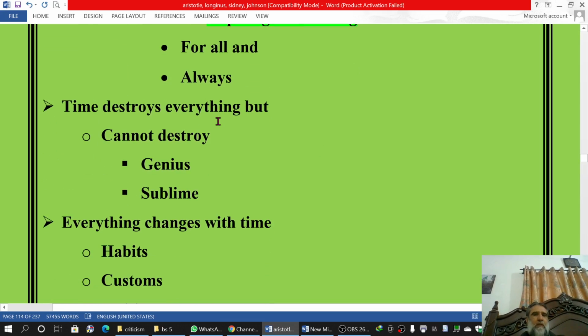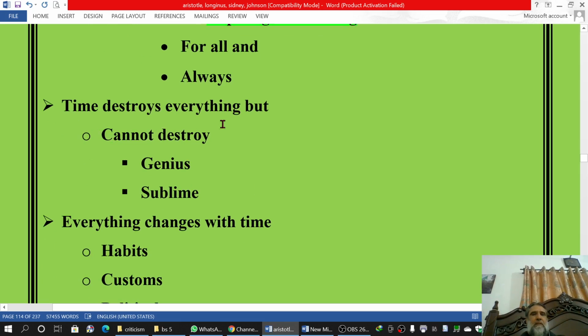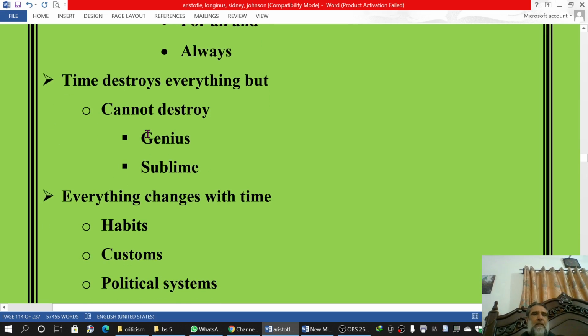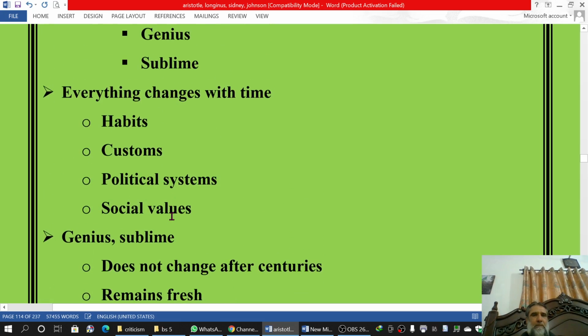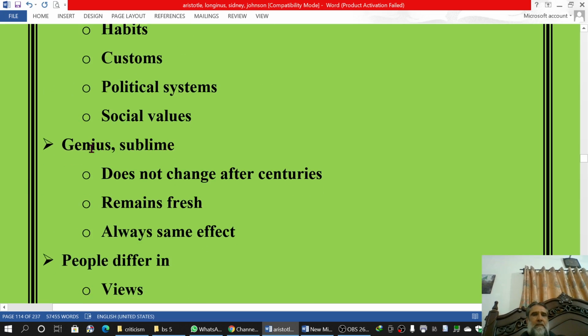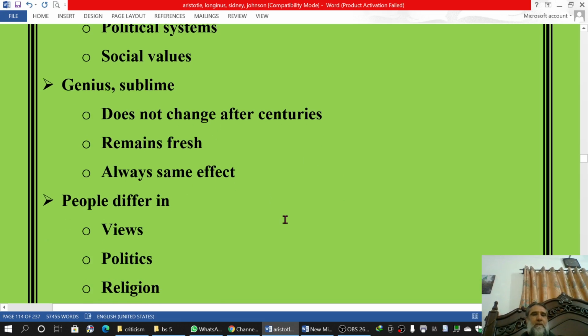So time is something which cannot destroy a sublime poem, a sublime play, or whatever has sublimity in it. It passes the test of time, as Dr. Johnson also talks about the test of time. This test has been passed by Shakespeare, by Kubla Khan of Coleridge, and therefore it is said that time cannot destroy a genius and his work, a genius and sublimity. Everything changes with time. For example, habits change with time, customs change with time, political systems and social values, all of them change with time. However, the genius and sublimity of the genius is not destroyed by time. It is the same after centuries and it remains fresh. It always has the same type of effect.